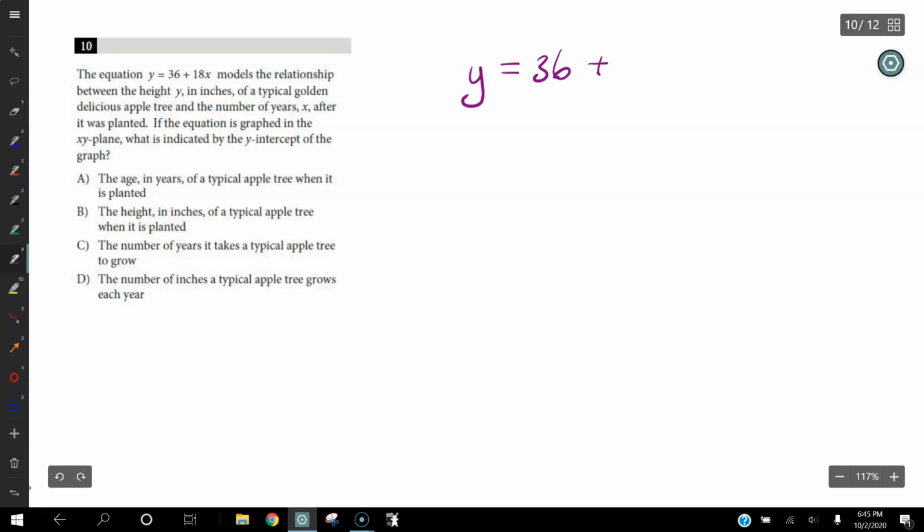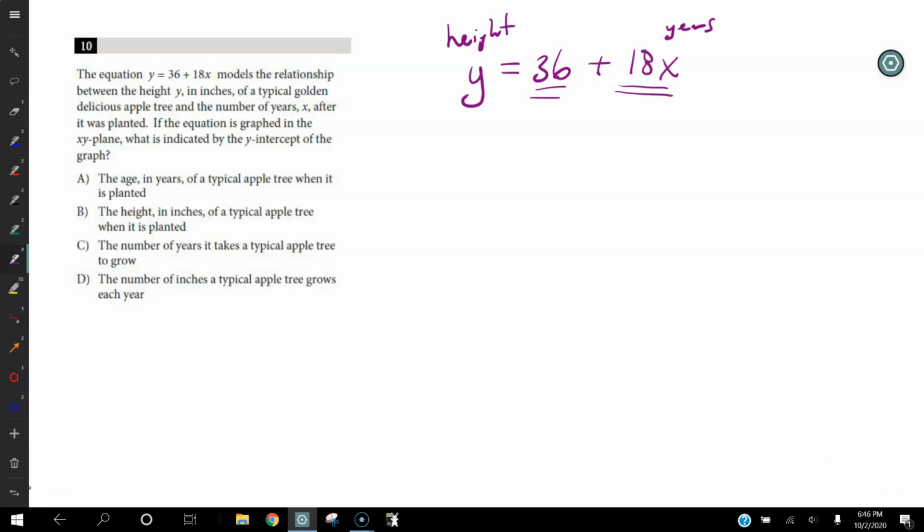That's our start, plus 18x. Let's see what those mean. We're talking about the height of an apple tree, and x is the number of years. So it looks like our height started at 36, and then it goes up at 18 per year.